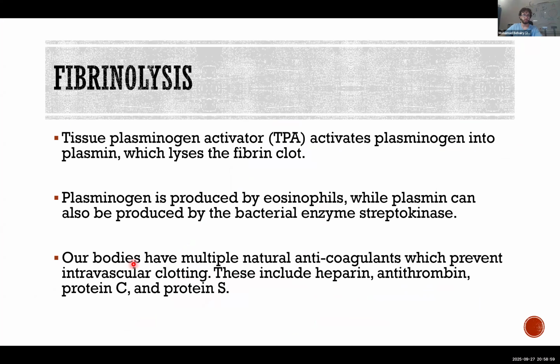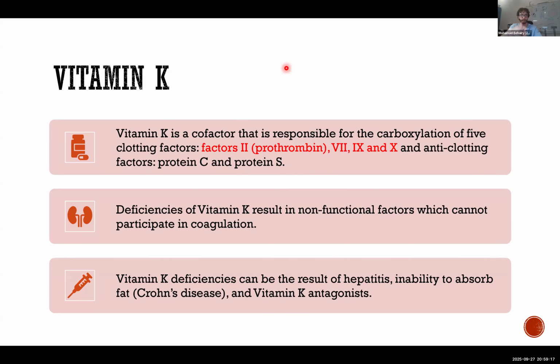I just want you to know that our bodies naturally have a lot of anticoagulants, so that inside the vessels there is no clotting. Some of them are heparin, antithrombin. It makes sense, antithrombin. Or protein C or protein S. These are anticoagulants, basically. That's all you need to know. Last but not least, this one is for Munib, vitamin K.